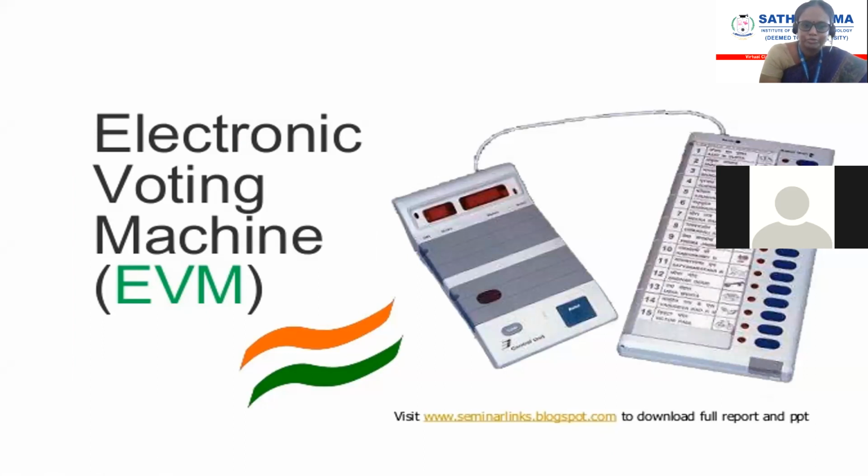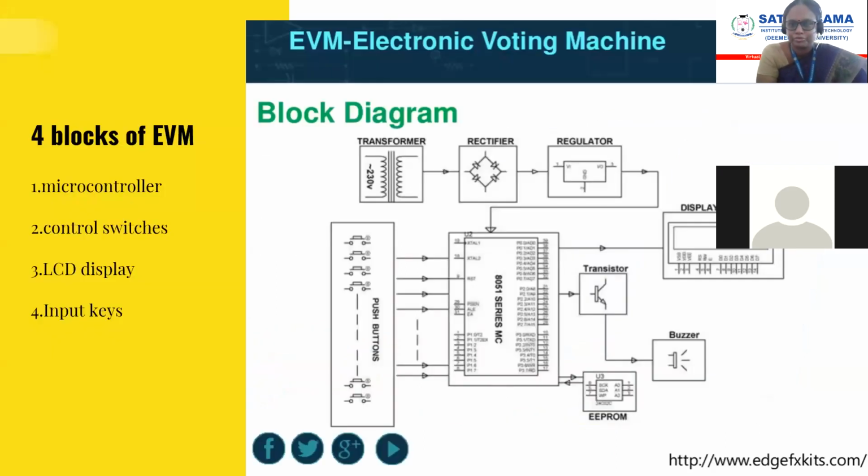Ma'am, next slide, ma'am. This is the block diagram of EVM. EVM consists of four blocks: microcontroller, control switch, LCD display, and input keys. The EVM is built with a transformer, bridge rectifier, voltage regulator, 8051 microcontroller, push button, transistor, EEPROM, buzzer, and display.